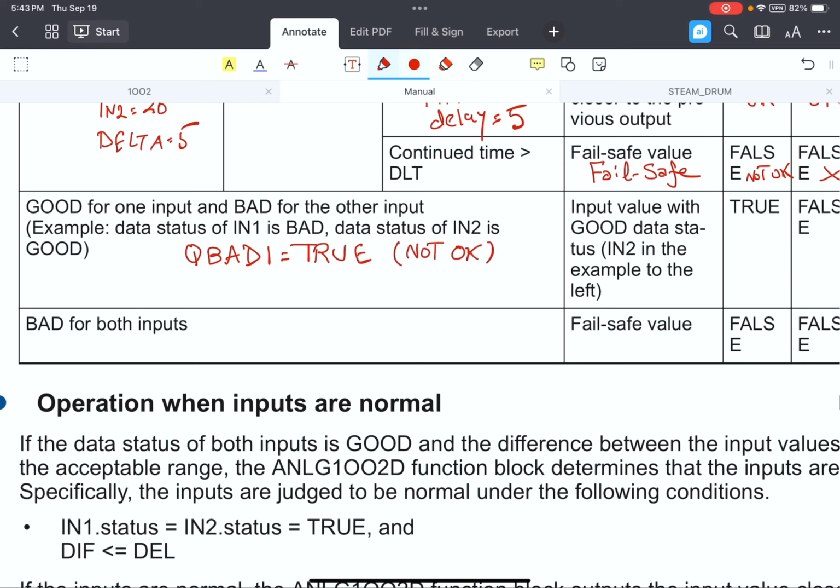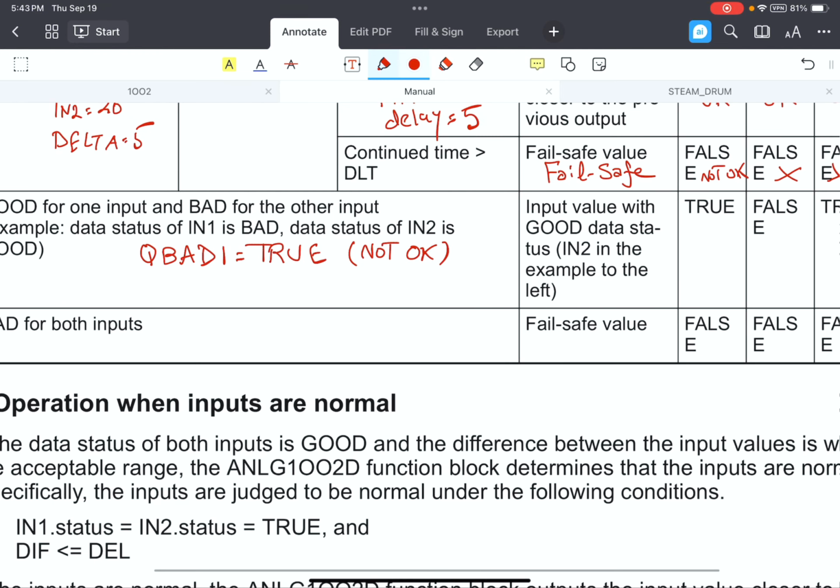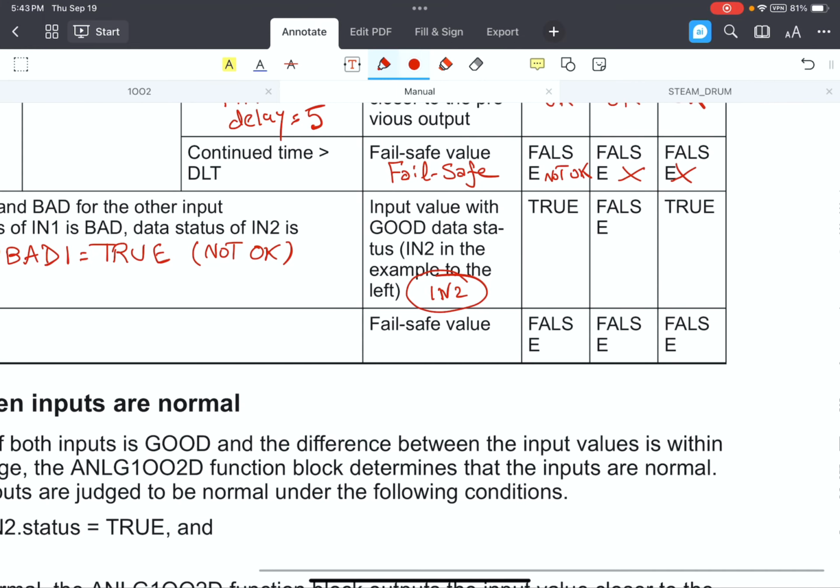QBAD, if it's true, there is a channel failure or something like that. So we need to report, if input 1, the channel for input 1, has a failure, we need to report input 2 with the good quality signal. Overall, status of block is true.